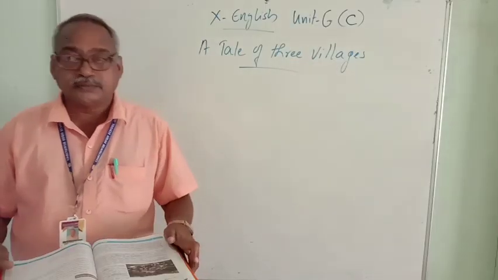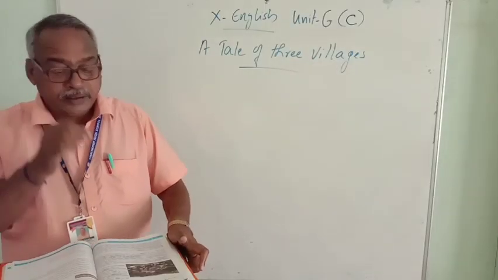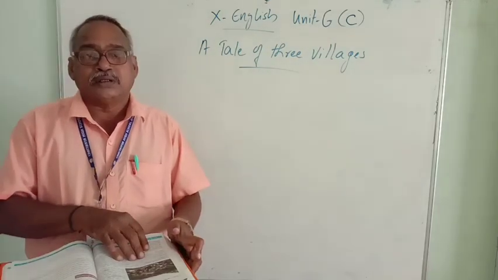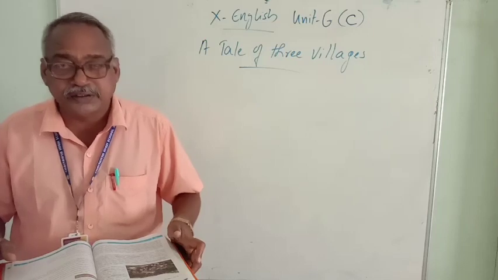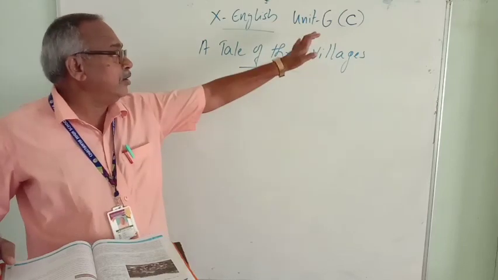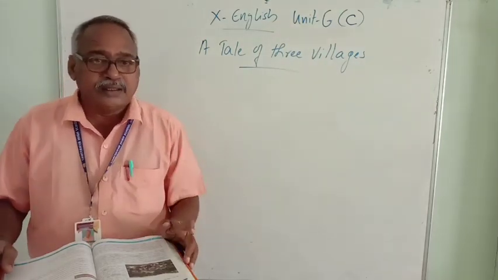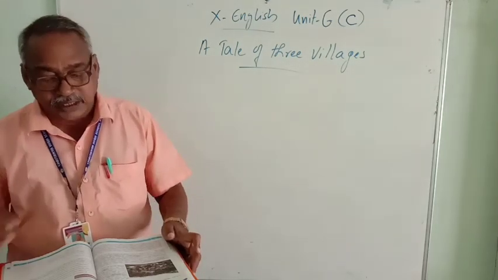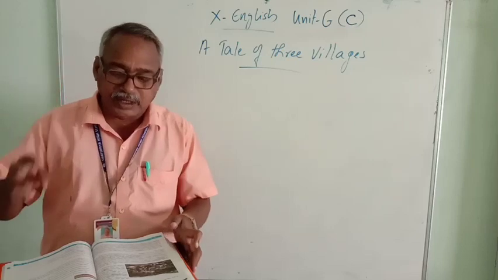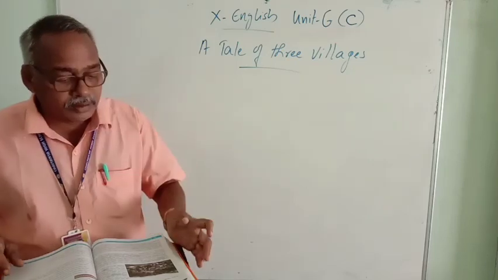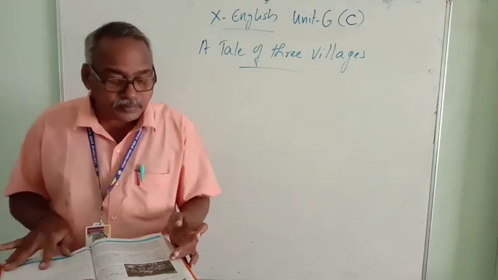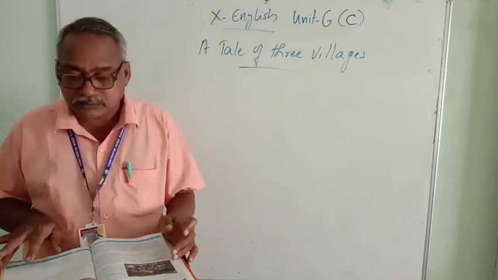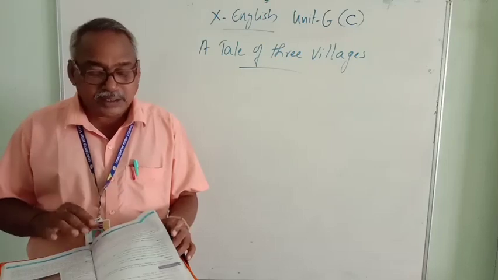Hello children, today I am going for the 6th unit, the biodiversity, in that part C, a tale of 3 villages. Tale means story of 3 villages. First one is Cocoa village in Nigeria.